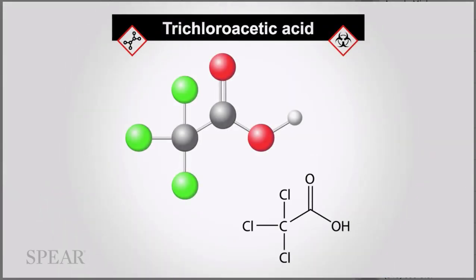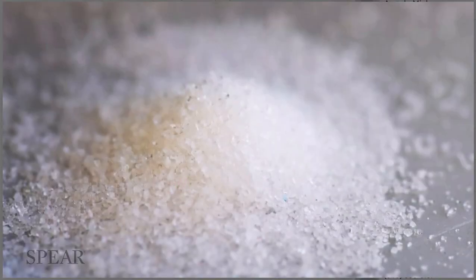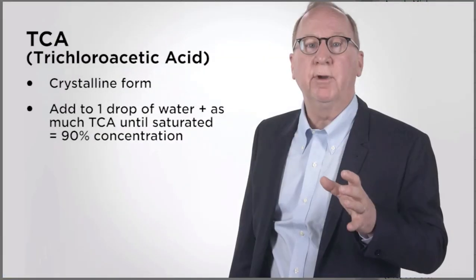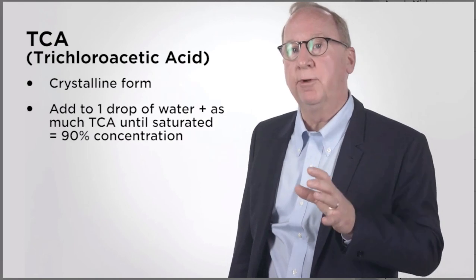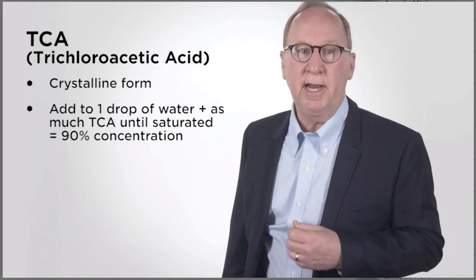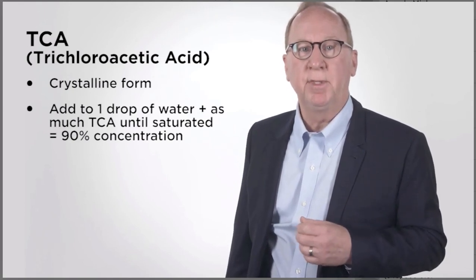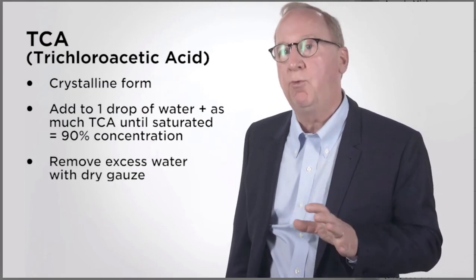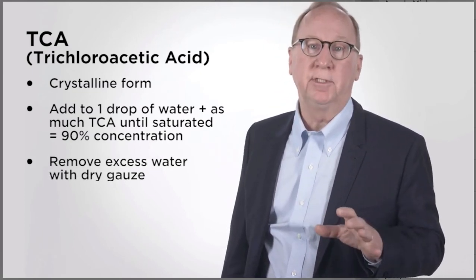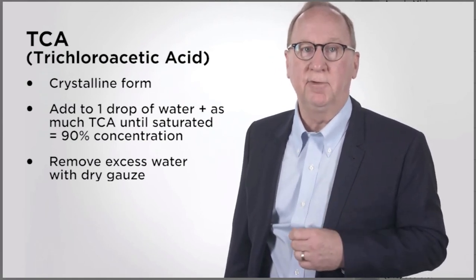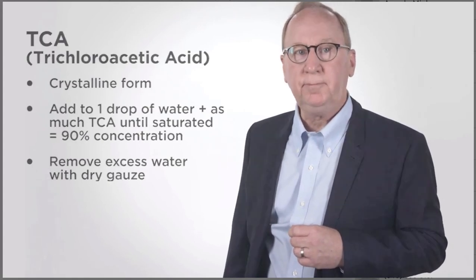But keep in mind, if you're using the TCA acid, you want to make sure you're careful with it. It comes in a crystalline form. You can get that at most pharmacies, or it can be ordered. And you just add a drop of water, as much as you can put in there, in order to saturate that TCA to make it more of a paste. This will give you about a 90% concentration of the TCA. And you want to make sure you remove all the excess using water and dry gauze. You do not want this to touch the gingiva. You do not want this to touch the bone. And for that reason, it becomes a very difficult material to use in a case of invasive cervical root resorption.